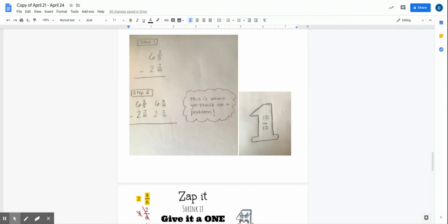So up here, in your problem, you would zap the 6 and shrink it to a 5 and give the 6/10 a form of 1. The form of 1 that you would use is 10/10. So you would have to do 6/10 plus 10/10.